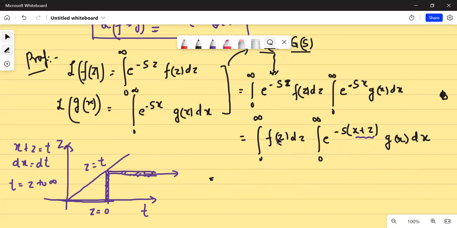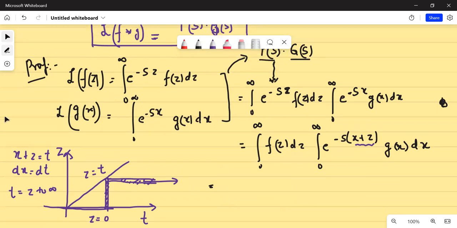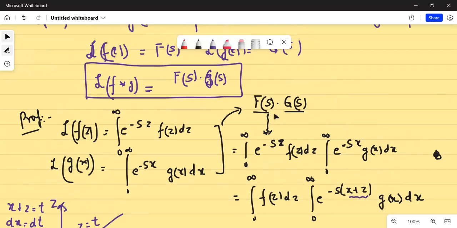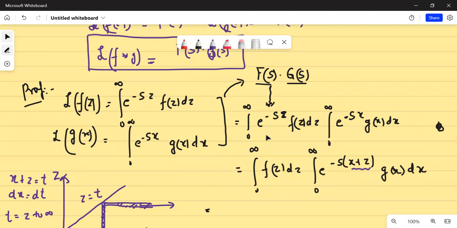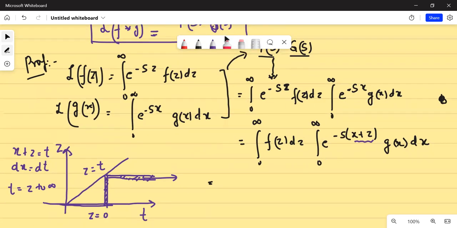So instead of writing this, I will write this. I'm trying to find the Laplace transform F(s) into G(s), where the Laplace transform F(s) is the integral of e to the power minus sz f(z) dz, and the Laplace transform G(s) is the integral of e to the power minus sx g(x) dx. Instead of writing this way, I'll write this way so that you don't get confused. So this will be equal to the integral from 0 to infinity.